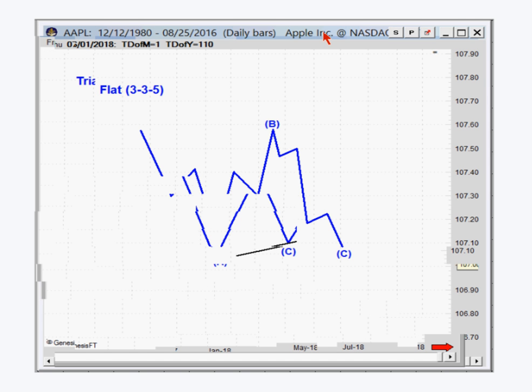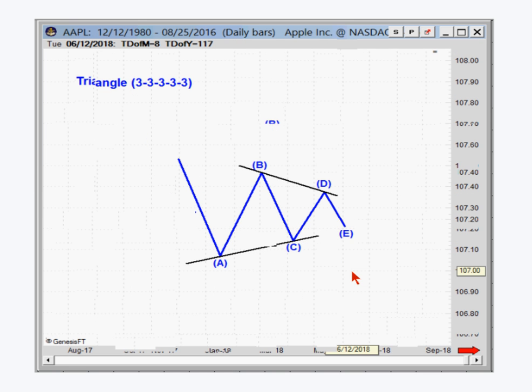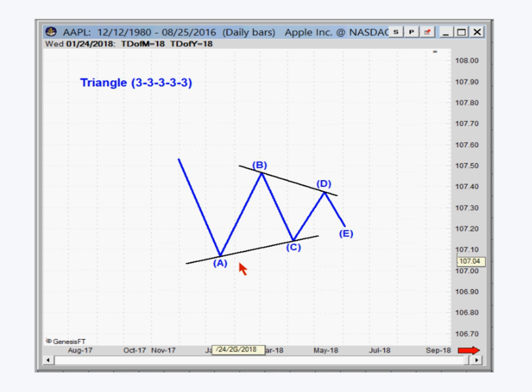This is a 3-3-3-3-3 pattern, and this simply means that each wave subdivides into a 3-wave structure. Specifically, it's going to be a zigzag or a variation of the zigzag. So what we have here is a triangle.